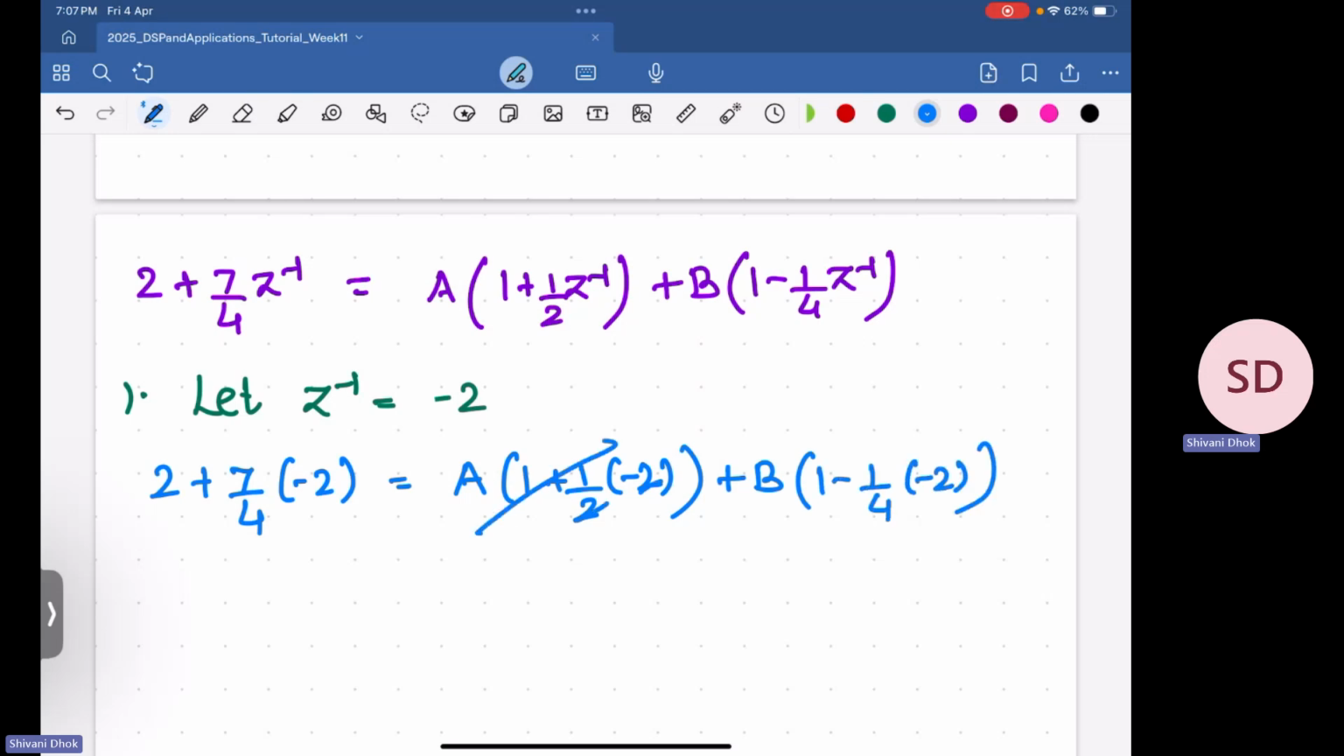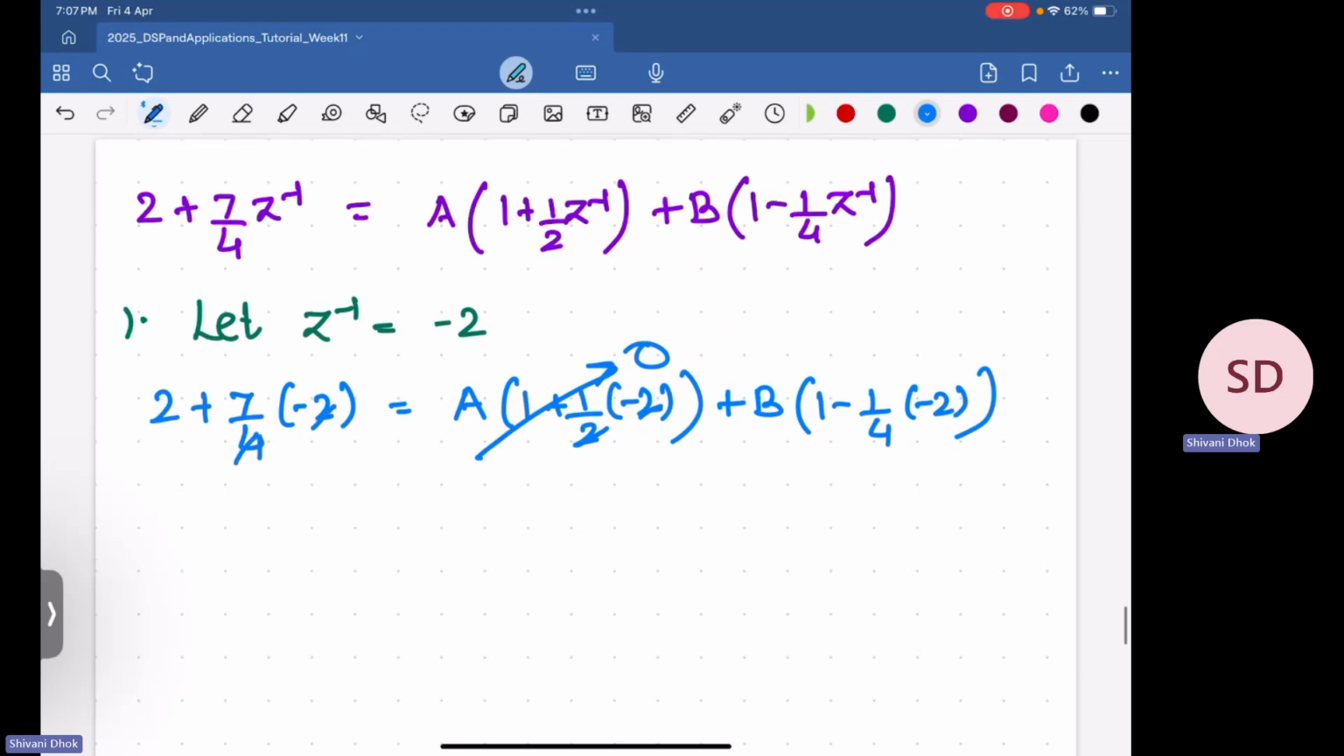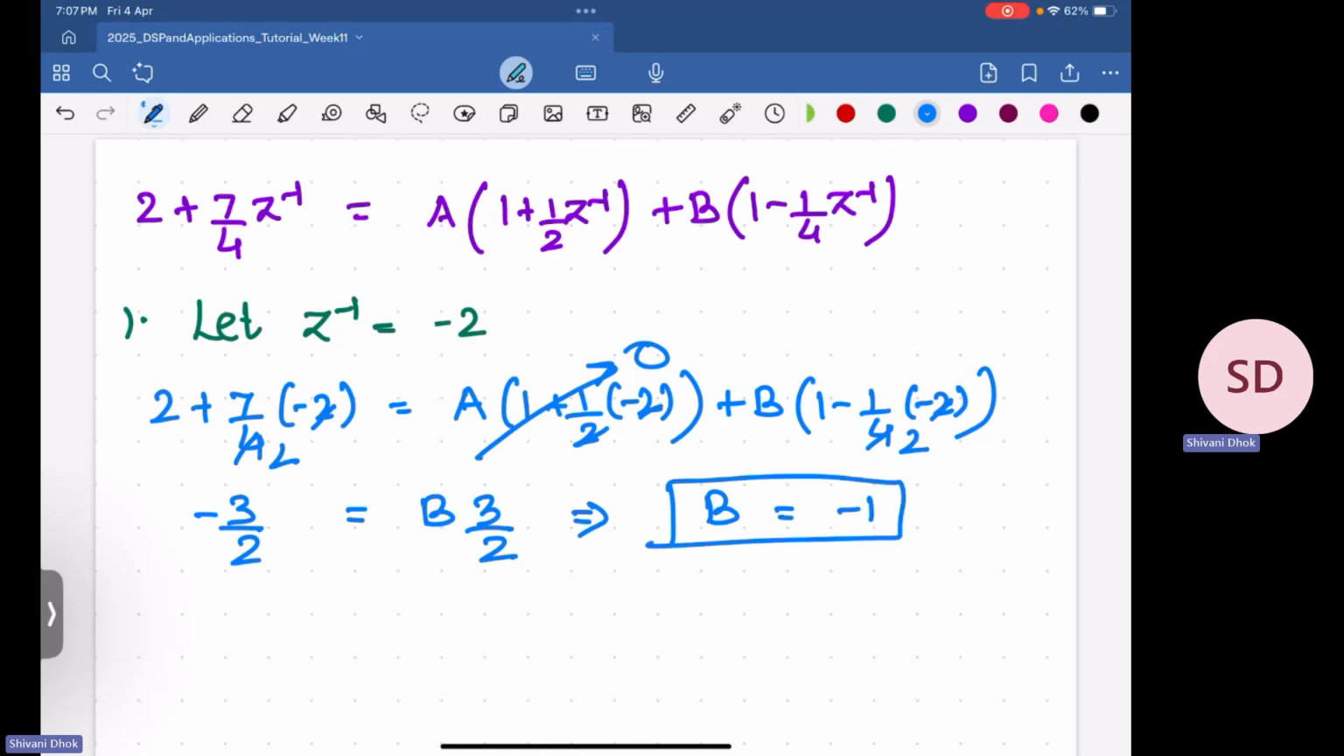So this gets cancelled and this becomes 0. Here this gets cancelled. So what do we get? Here we have 2 into 2, 4, minus 7, that is minus 3 by 2. So minus 3 by 2 is equal to b into, minus minus plus, 2 plus 1 divided by 2. So that is 3 by 2, which implies that b comes out to be equal to minus 1. Okay, so now we have the value of b.